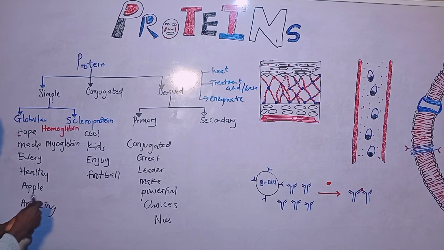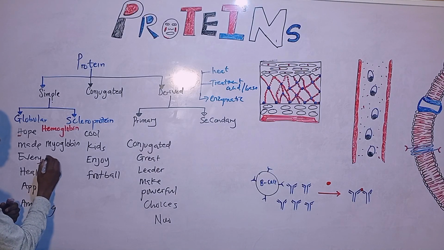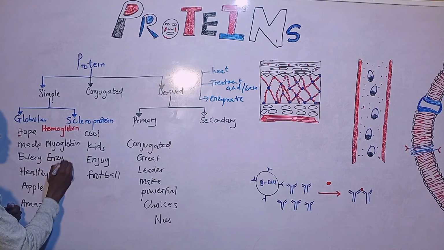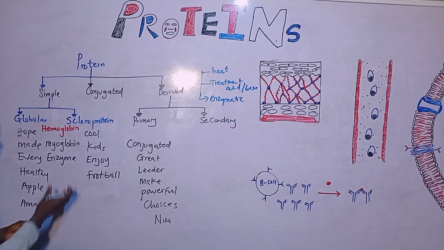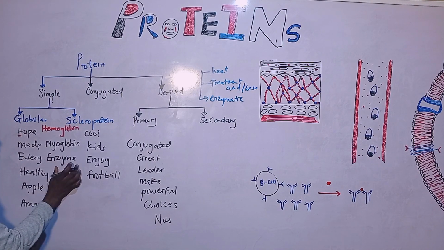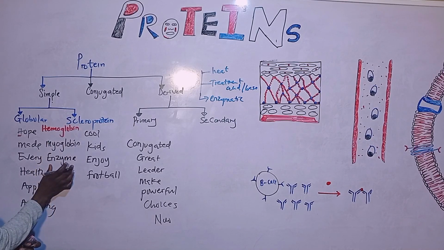Then from there we have "Every," which in this case represents enzyme. We have some enzymes that are globular in shape, like the case of amylase. Hemoglobin, myoglobin, enzyme, example amylase.